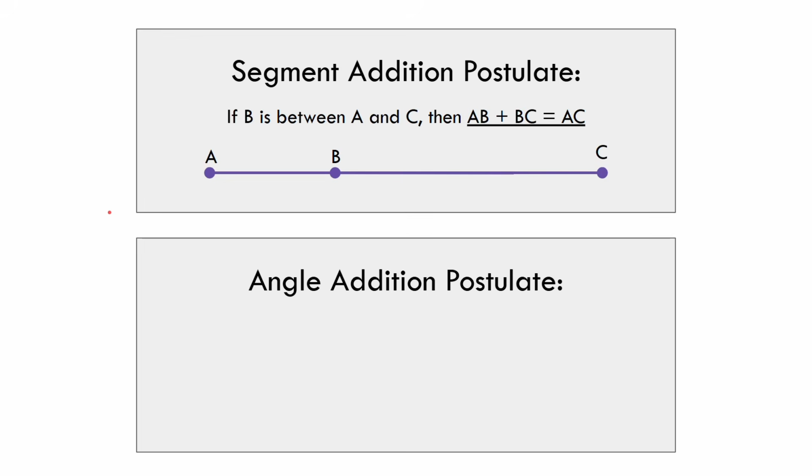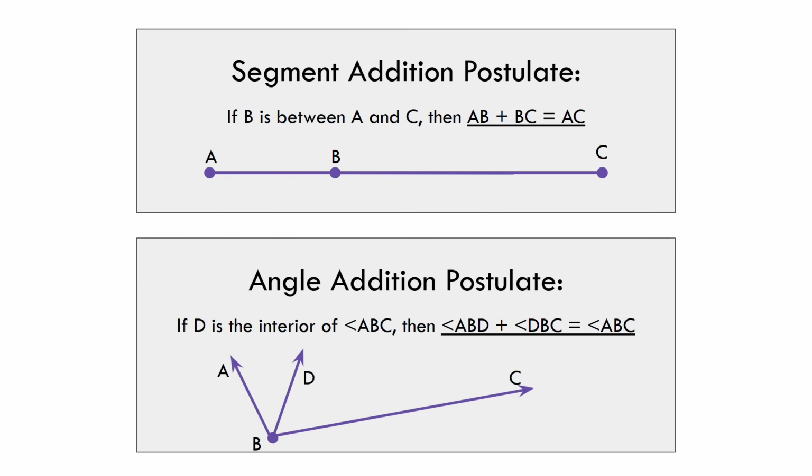Okay, so let's go over the basic postulates and properties that you should know. So the segment addition postulate basically says that if point B is between point A and C on a line segment, then AB plus BC is equal to AC. The angle addition postulate says that if D is in the interior of angle ABC, then angle ABD, which is this angle right here, plus angle BDC, this angle right here, is going to be equal to the angle ABC.